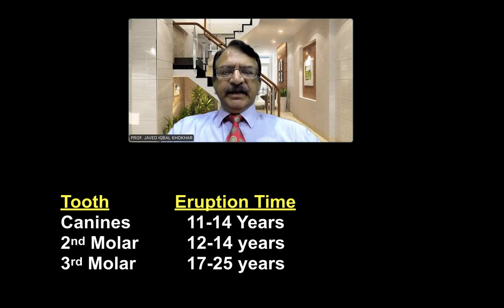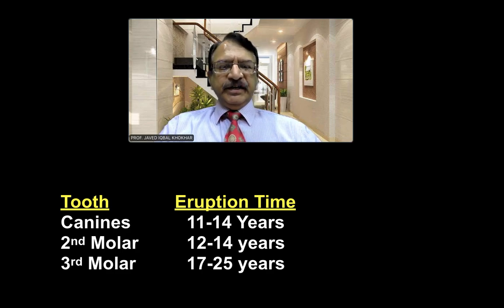Then the canines, they come in 11 to 14 years. Second molar 12 to 14 years, and third molar in 17 to 25, which is the wisdom tooth. Its age of eruption is quite variable. From 17 till 25, it may erupt, and sometimes it doesn't erupt also.